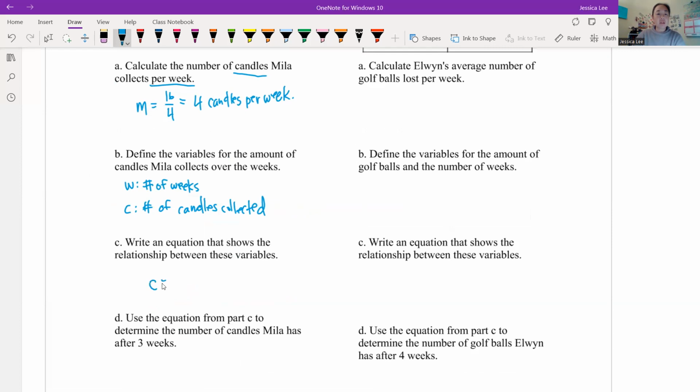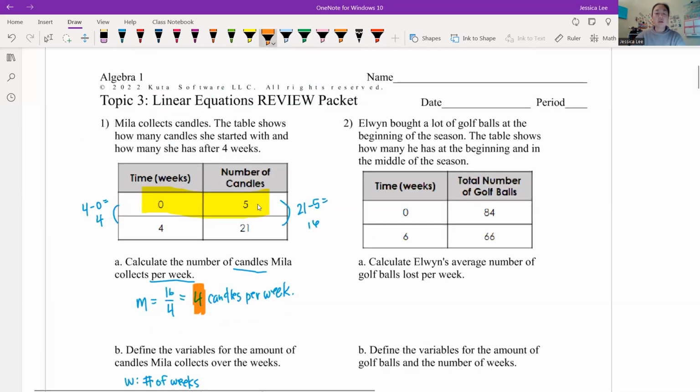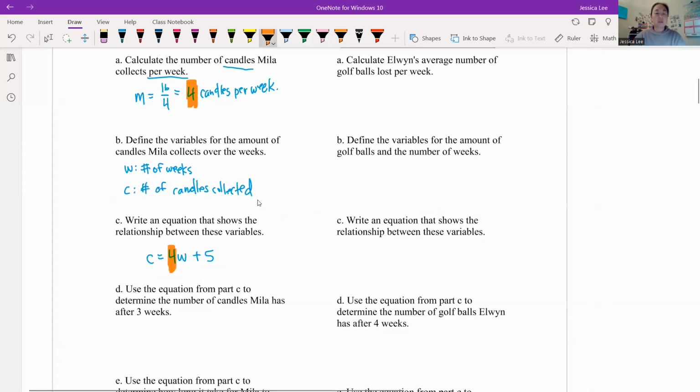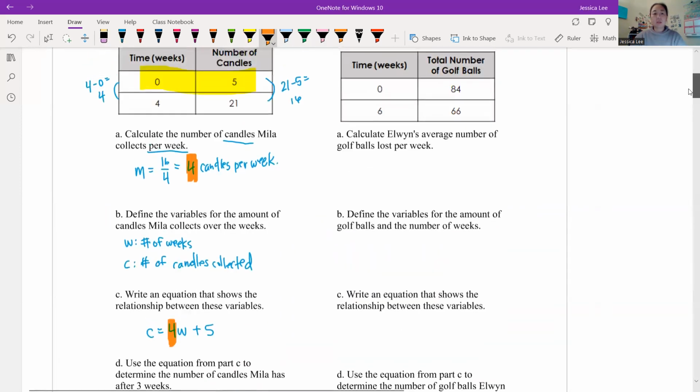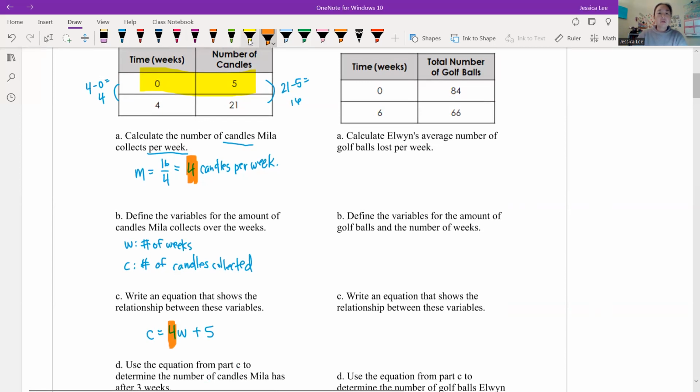So we know y equals, so y is going to be our c. The number of candles is equal to the slope, which is 4 times the number of weeks plus our initial amount. How much did we start with? 5. Okay. So again, our slope is going to be our 4. So our 4 is right here that you can see. And our y-intercept is this 5 right here. Maybe I can make it a little smaller so we can see it all together at once. There we go. So the y-intercept is going to be our plus 5 right here. That's where we're getting all this information from.